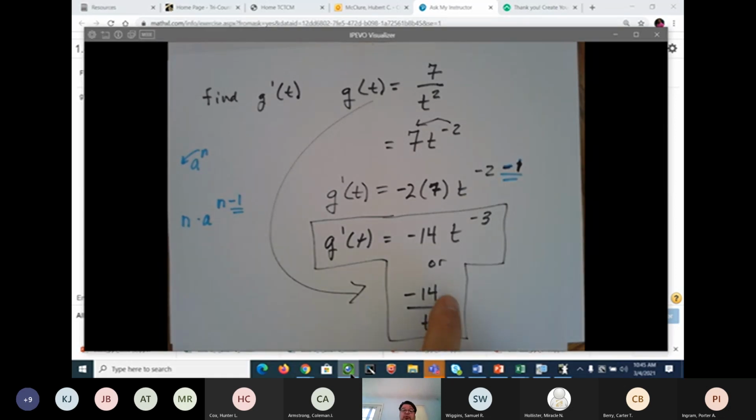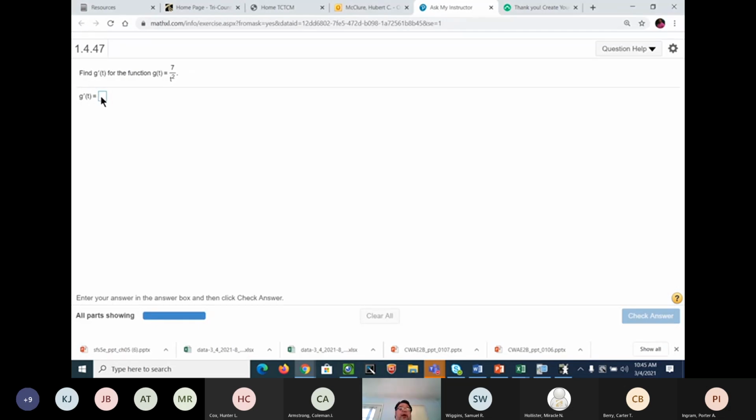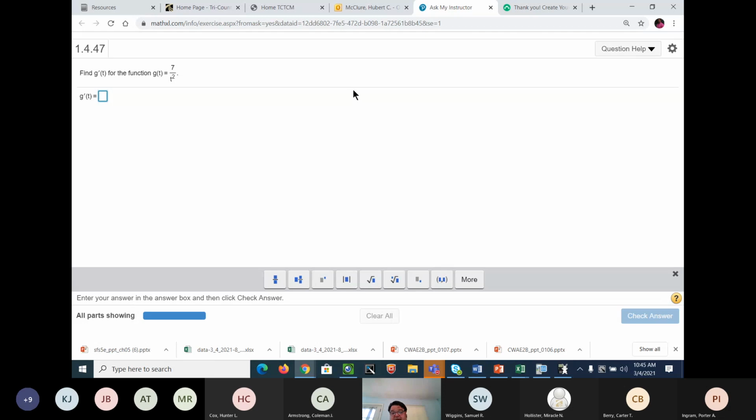So that should be your answer. Either one of these are your answers. I don't know how they want it, but let's look and see what their directions say. Doesn't say. You started with a fraction, so I'm going to use the cardinal rule of science and math. If you start with a fraction, you what? You end with a fraction. Thank you, class. So negative 14 over t raised to the third power.